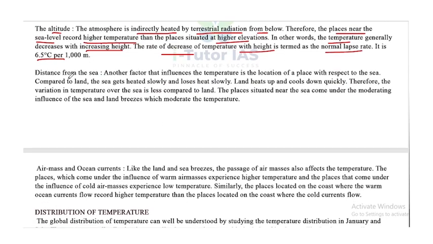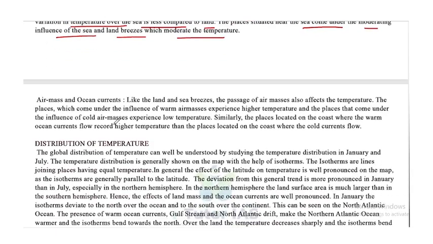Now, distance from the sea. Another factor that influences the temperature is the location of a place with respect to the sea. Compared to land, the sea gets heated slowly and loses heat slowly. Land heats up and cools down quickly. Therefore, the variation in temperature over the sea is less compared to land. The places situated near the sea come under the moderating influence of sea and land breezes, which moderate the temperature.